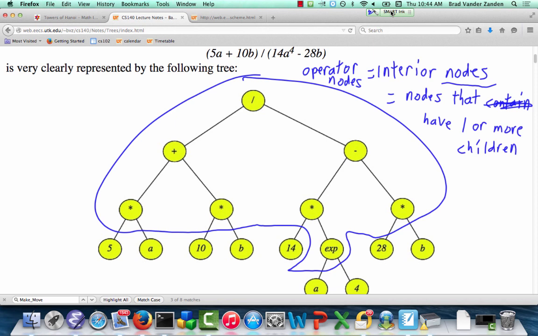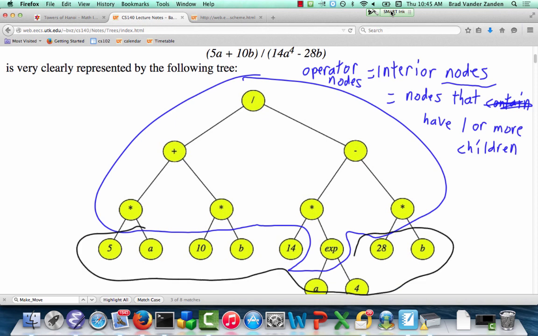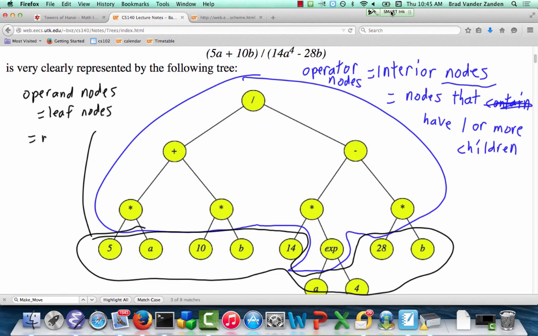And then the operand nodes, this right here, the operand nodes are what we call leaf nodes. They are nodes that have no children.